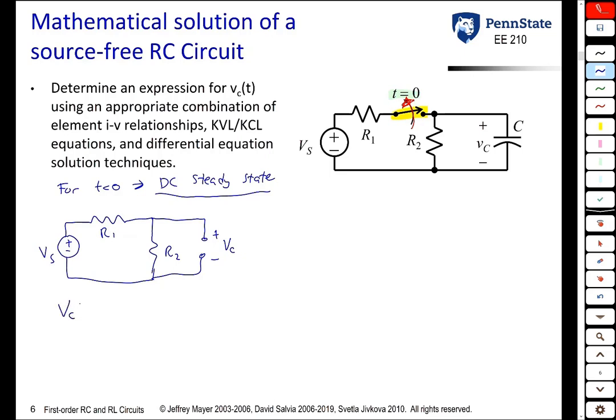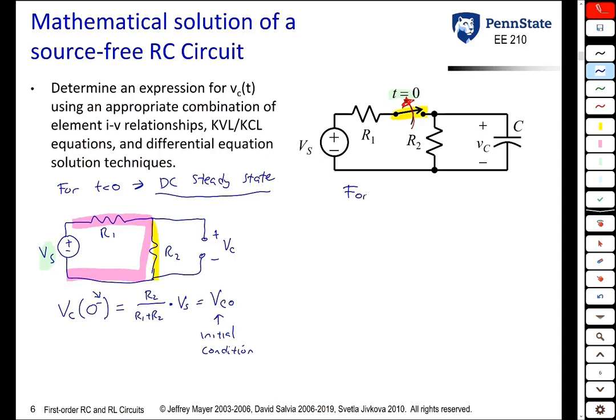The voltage across the capacitor right before the switch is flipped is Vc at 0 minus. Remember this notation we introduced in a previous lecture. This means the moment right before time 0. Vc at time 0 minus we can get from voltage division. It's R2 over R1 plus R2 times Vs. We're going to call this Vc naught, and this is our initial condition. We're going to see that this value is very important.